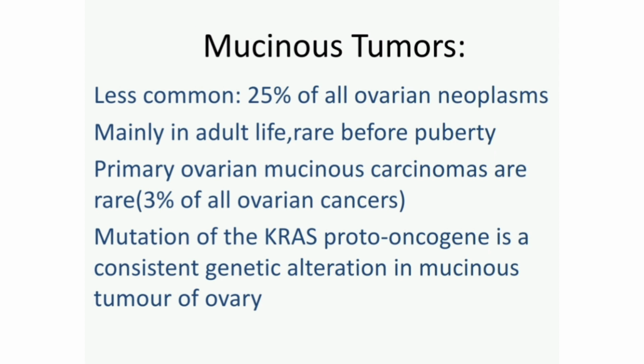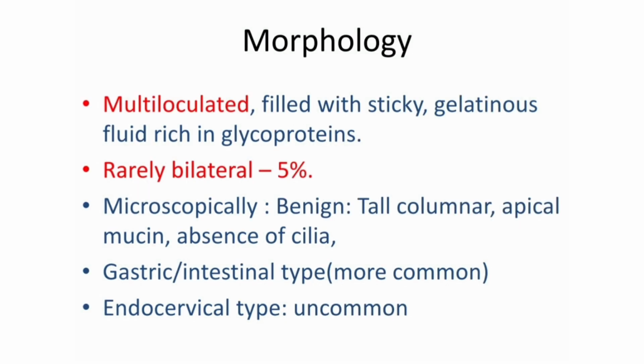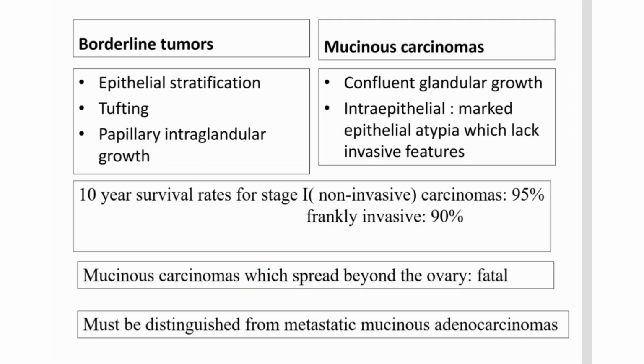Then the mucinous tumors. They are less common than the serous. They are multiloculated, filled with sticky gelatinous fluid. Microscopically, they are lined by benign tall columnar epithelium with apical mucin of gastric, intestinal or endocervical type. Borderline tumors or mucinous carcinomas can also be seen.